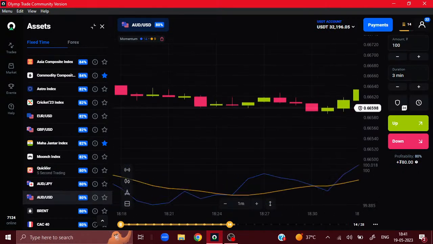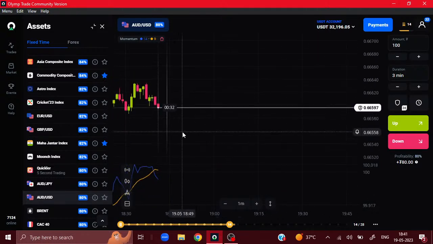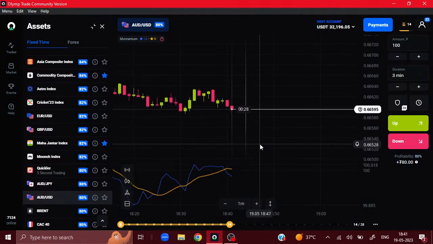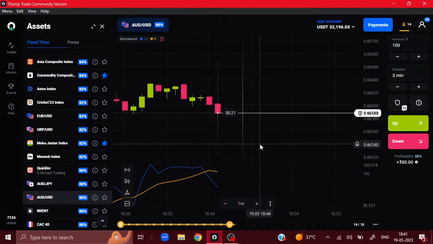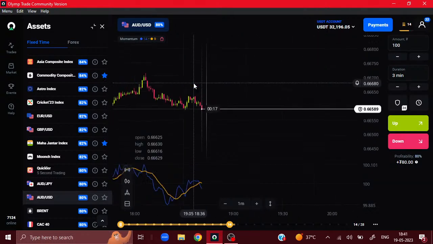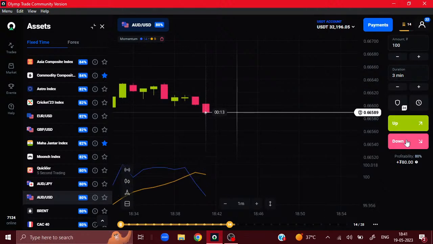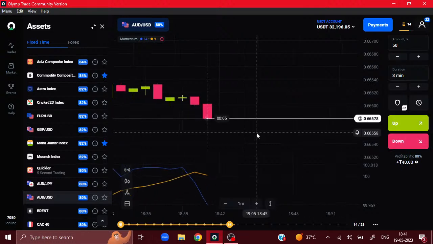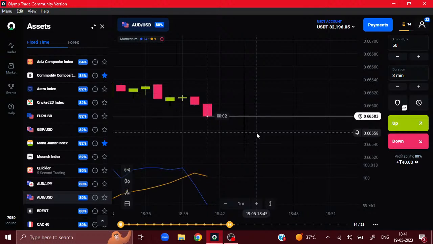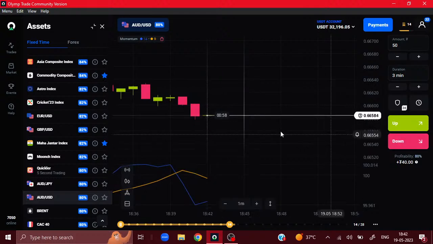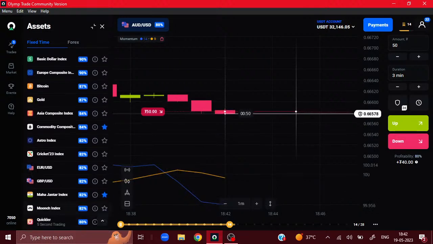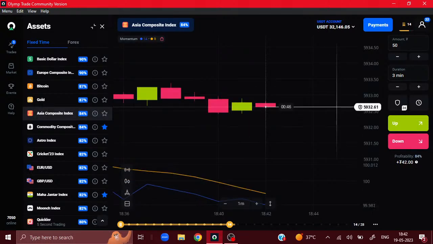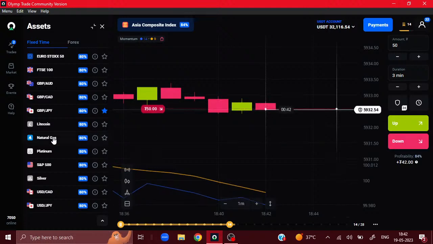In AUD USD, I think that we might have a potential downward entry here. Let's wait for this candle to close and see if the momentum indicator is intersecting the 100 mark. Great, Rahul. Thank you so much. Okay, we can see a potential downward trade here for 3 minutes. So this is the third trade of the day. Also, guys, we found an entry in Asia Composite Index also for 3 minutes in the downward direction.